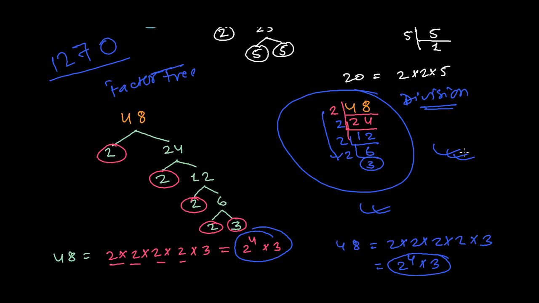It is always suggested to write the prime factorization by the division method, because later we are going to learn the greatest common factor. Some people say HCF also, highest common factor, or LCM. These things will help you a lot while finding the LCM and HCF. So it is better to learn the division method. Practicing the division method is always appreciated.